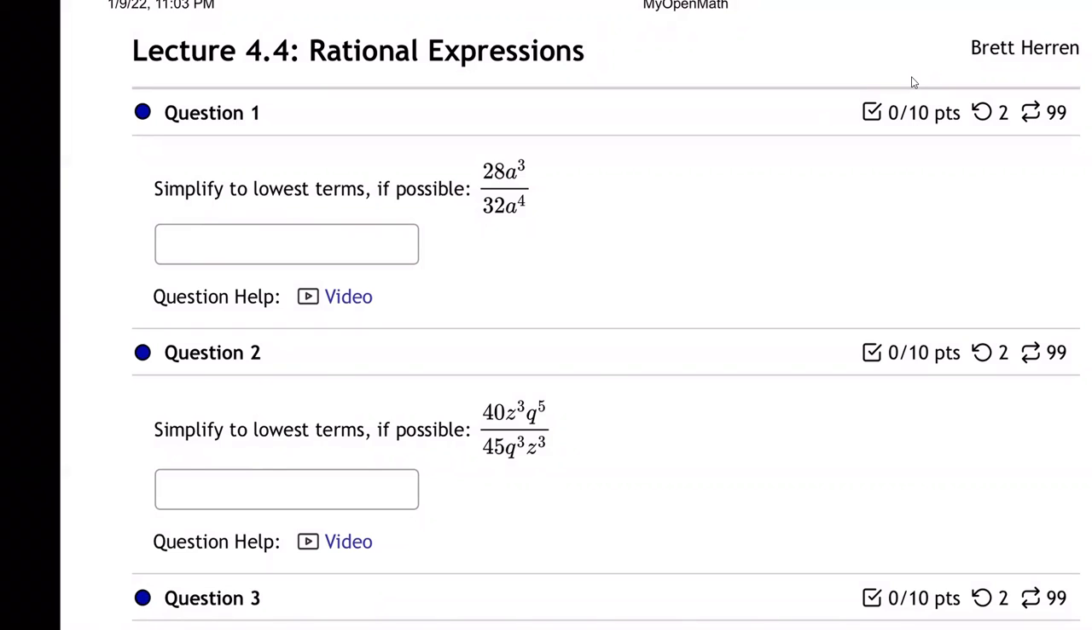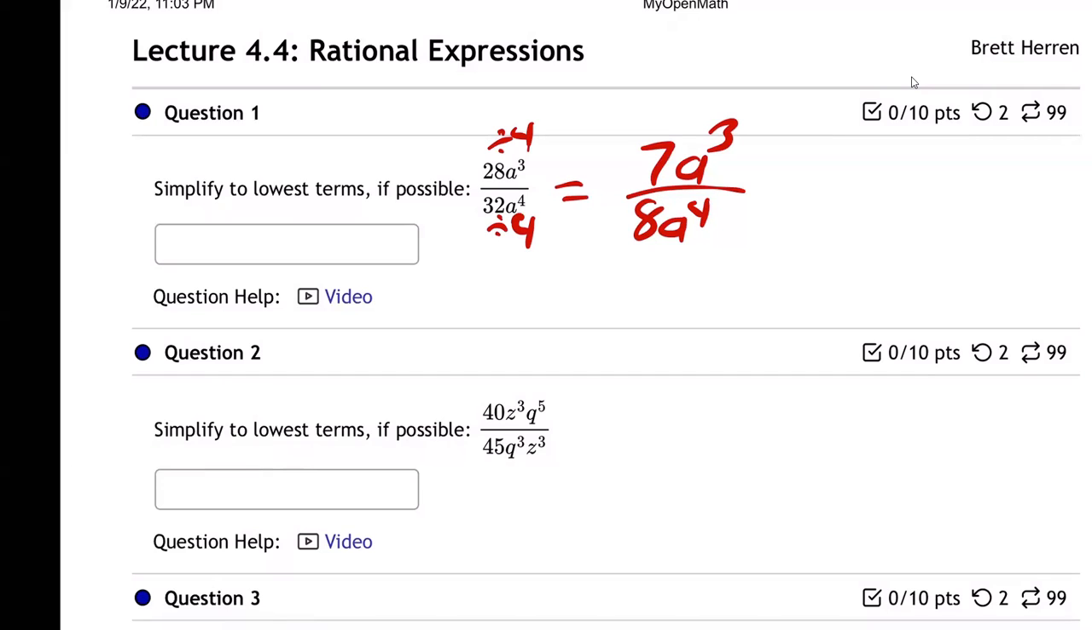Well, the 28 and the 32, you know how to reduce a fraction, right? That's just going to be normal fraction reduction. So you just grab your calculator and say, hey, what goes into 28 and what goes into 32? They're both divisible by 4, it turns out. So if you divide them both by 4, you'll get 7a to the 3rd over 8a to the 4th. Good so far? Just divide top and bottom. Just simplify, divide top and bottom by whatever will go into both of them.